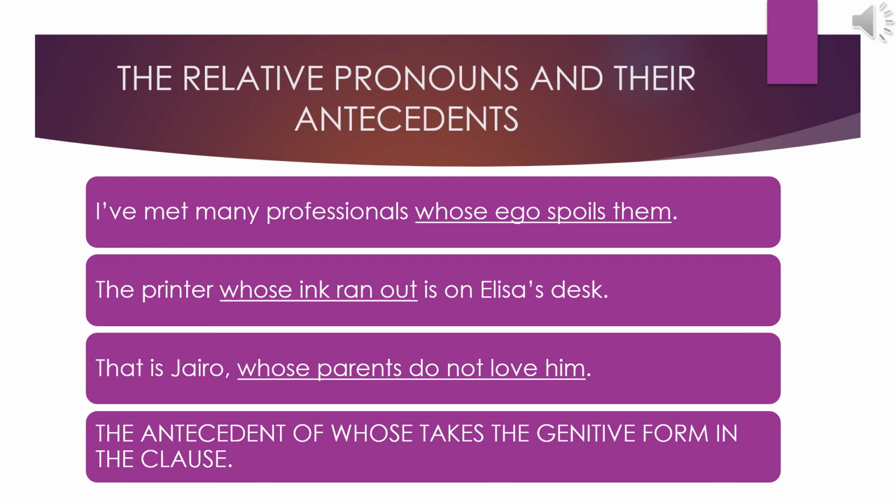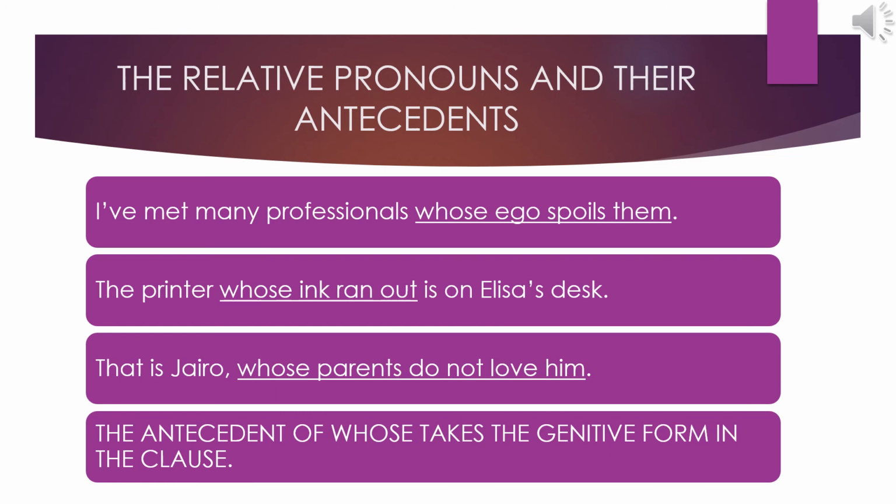Now, remember too that whose is going to keep some sort of genitive relation. So we need to use the genitive of professionals in order to make sense of this clause. So it's like if it would say, many professionals' ego spoils them. So it is showing the possession of the ego, but whose is not the subject.